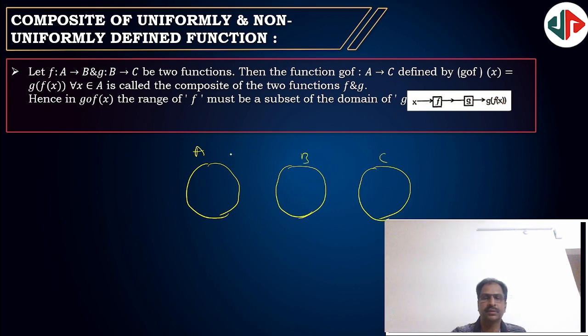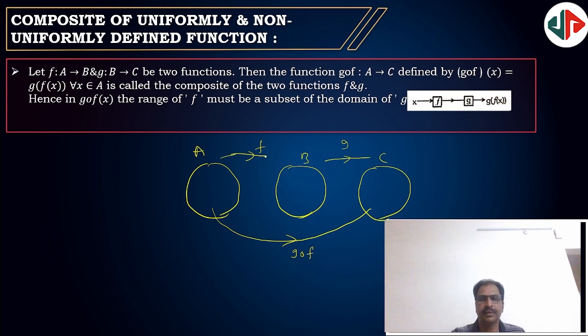Consider three sets. Let us say f is a function from A to B and g is a function from B to C. Then a function which maps from A to C is known as a composite function, denoted by g circle f.